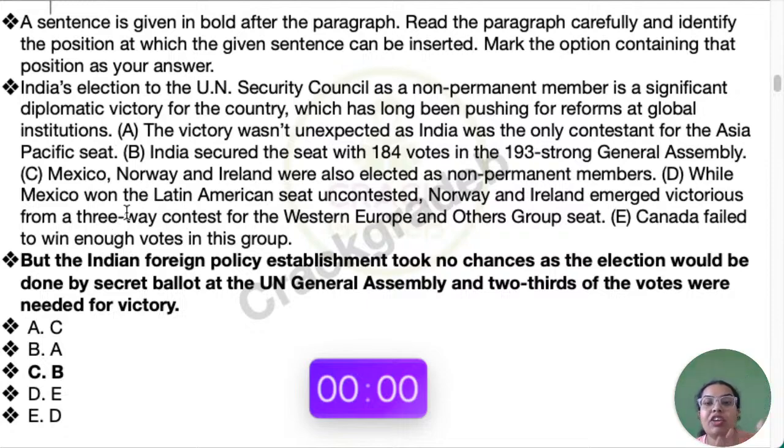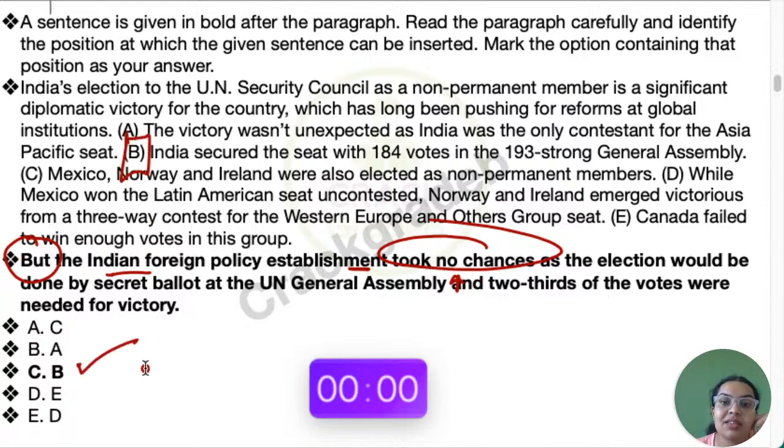Okay. India should have been confident. India should have been free of any tension, but India was still cautious. So Indian policy establishment took no chances. They were the only contestant, but still there is a contrast. They took no chances. They didn't take any risk. That's why it fits well at this position, and your answer is this.